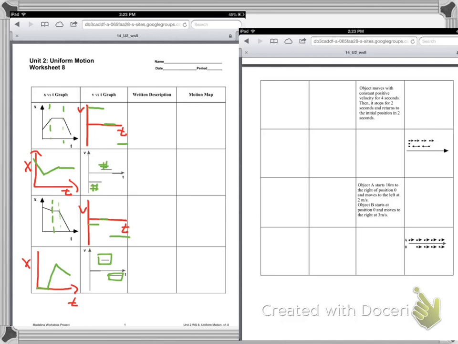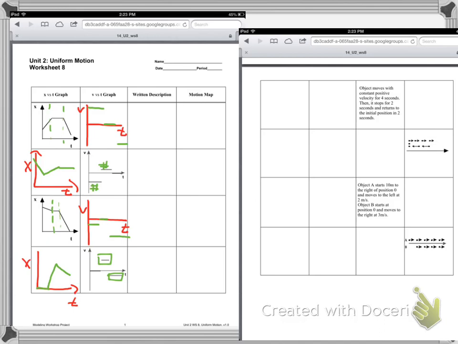So then the written descriptions. The first one, the object has a positive velocity, then sits still, then has a negative velocity. The second one, the object has a negative velocity, then a positive velocity, then sits still. Third one, the object has a negative velocity, sits still, and then has a greater negative velocity. And the fourth one, the object is sitting still, at rest, then has a positive velocity, then has a slightly negative velocity. So our motion maps, you can go ahead and draw those in now.